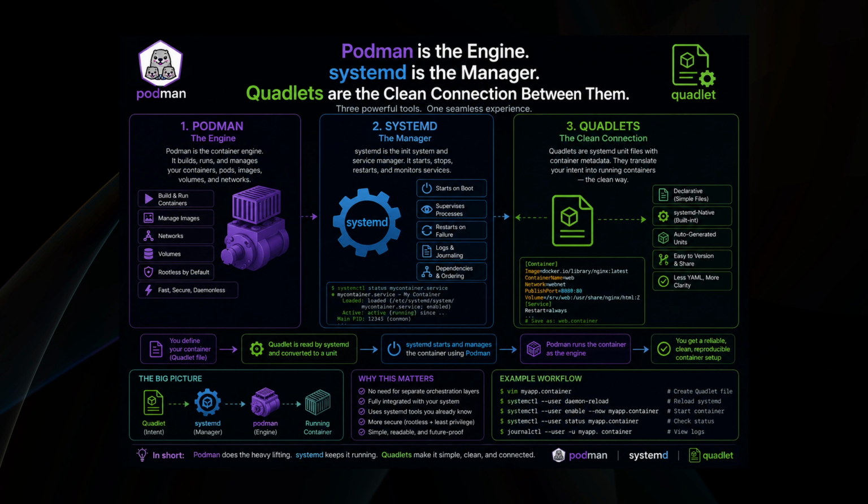Now, Podman is the engine, systemd is the manager. Quadlets are the clean connection between them. For quick testing, use Podman commands. For anything you actually care about and want running now, use Quadlets. That is how I want my openSUSE MicroOS home lab server to run. Clean files, clean services, easy updates, easy backups, easy rebuilds. That is why for me, Quadlets are not optional. They are the right way to run Podman containers.